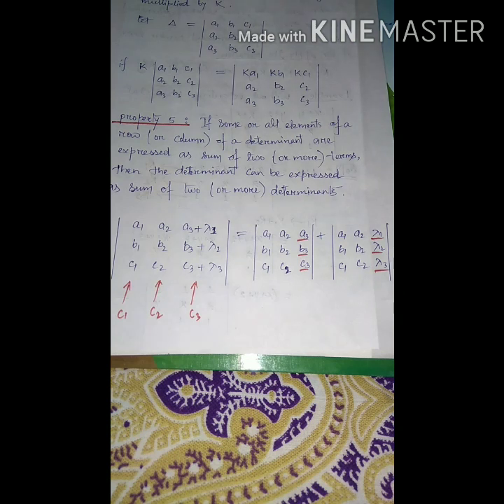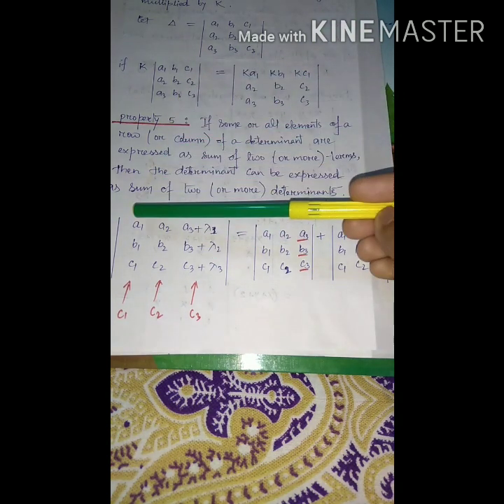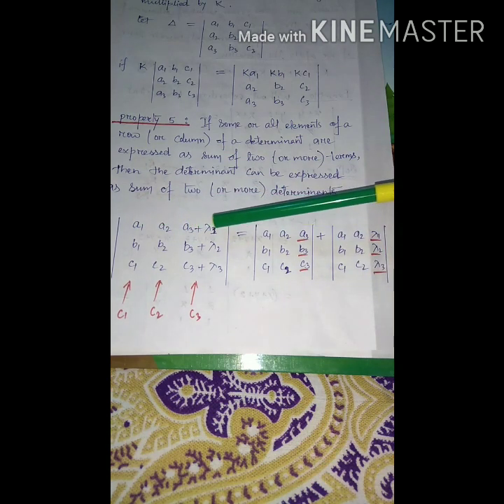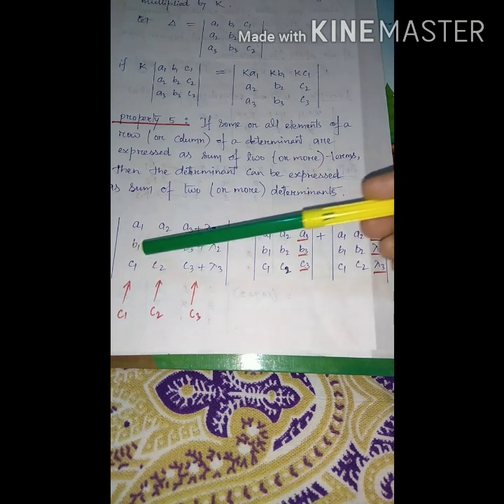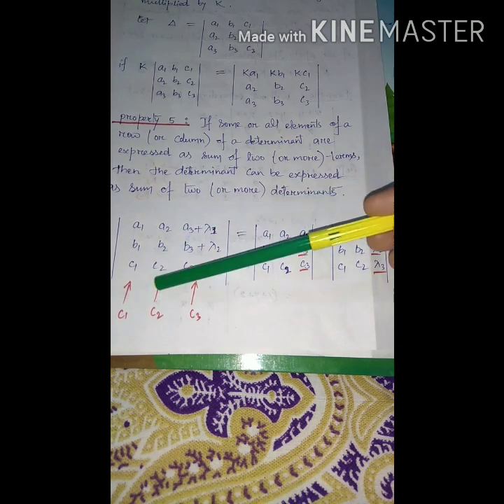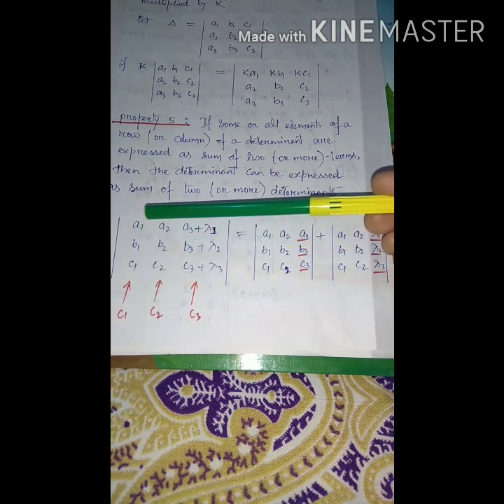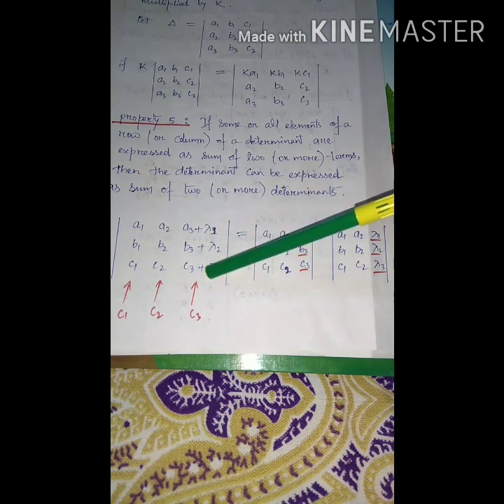Next property number 5. So here before this statement, if you see this example, A1, A2, A3 plus lambda 1, here B1, B2, B3 plus lambda 2, C1, C2, C3 plus lambda 3. So that means in this way, plus this may be given in second column or first column also. Similarly, this may be given in the first row, second row, or third row. It is not fixed that this one is always given in the third column.